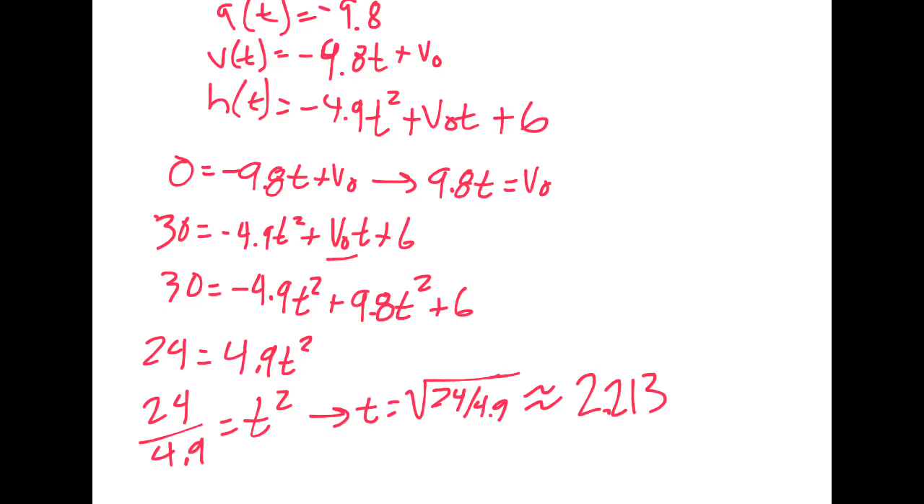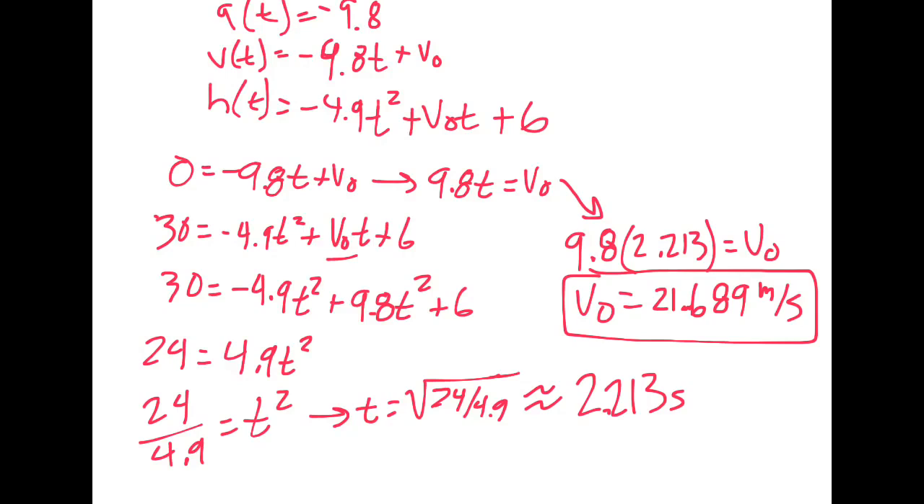Which means it takes roughly 2.213 seconds to reach that maximum height of 30 feet. And we want to know what velocity it takes. So now we're plugging into this equation to get 9.8 times that time, 2.213, equals our v naught. And so v naught equals roughly 21.689 meters per second.